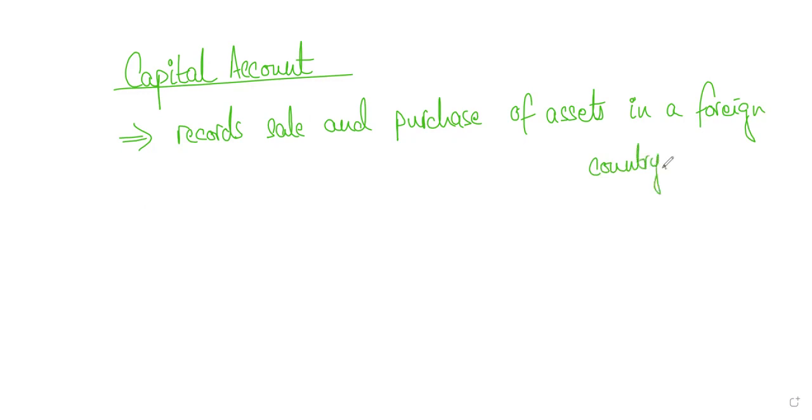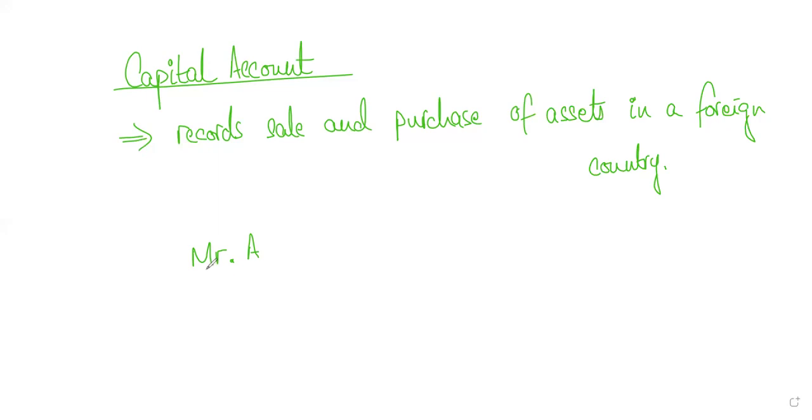Every time a Pakistani purchases an asset, let me give you an example so that you get more clear. Let's say Mr. A is a Pakistani national and he purchases an asset in USA. Are you getting the example? Would that be recorded as a credit entry or a debit entry? Students, what do you think?